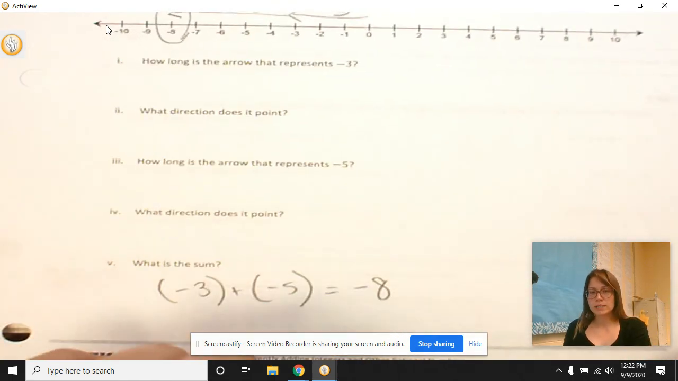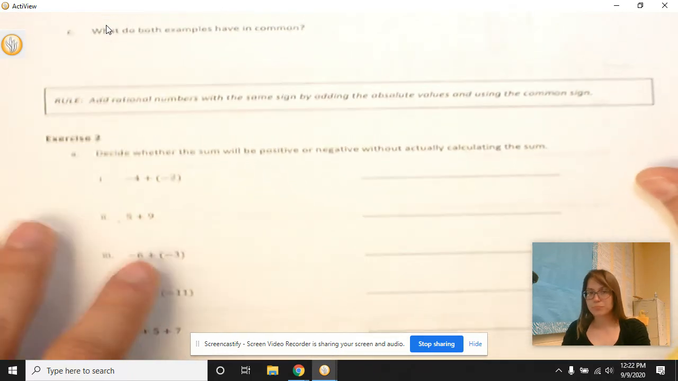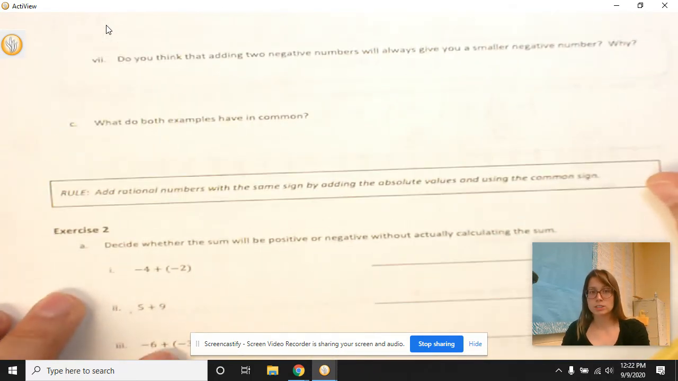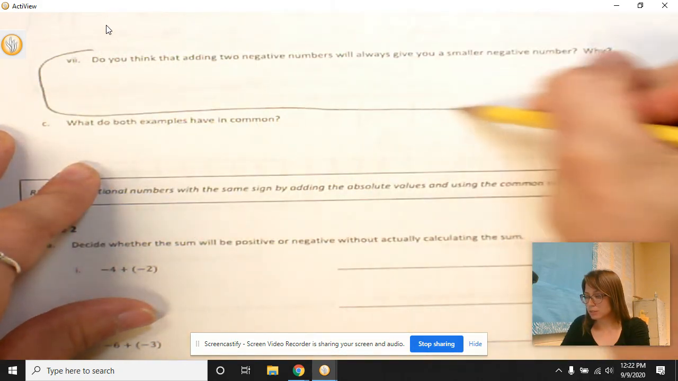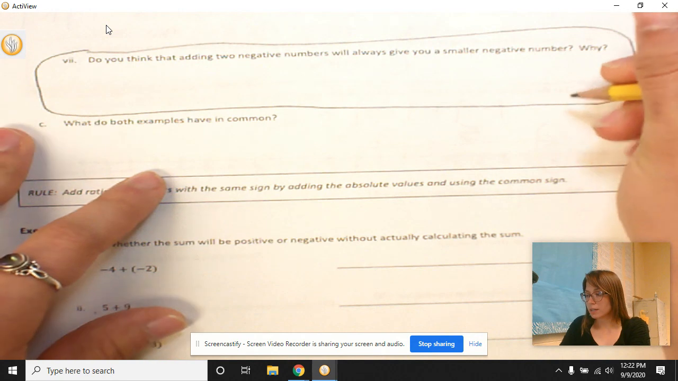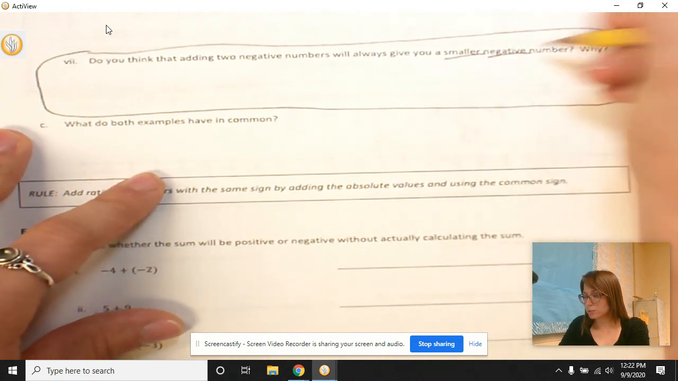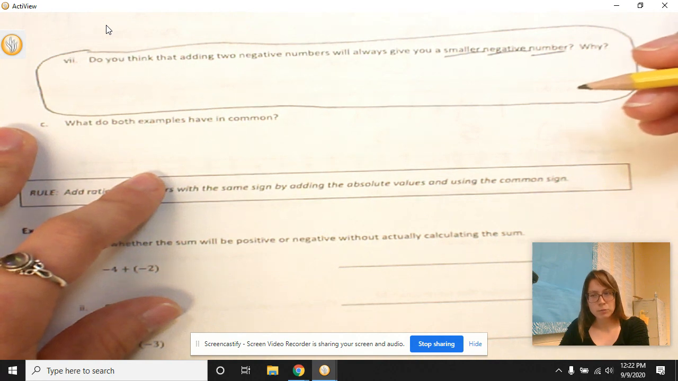So this was page 18. Let's go ahead and flip over to page 19. And I want you to answer this question. Do you think that adding two negative numbers will always give you a smaller negative number, and why? Think about these words here, smaller negative number. And think about what negative numbers are before you answer this question, okay?